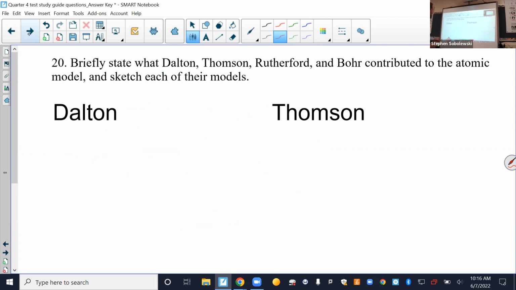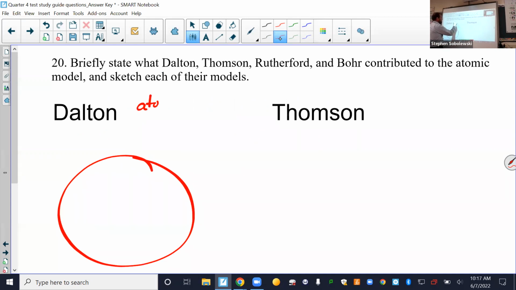All right, question 20, scientists. So we're going to talk about the first 4 scientists in this question. So Dalton contributed the first concept of just the atom as a ball. Here's the Dalton model, just a ball. And we can say he proposed that atoms are indivisible spheres. No protons, no neutrons, no electrons. He didn't know about any of that, but he did propose the idea with some evidence of atoms being just a sphere. So we sometimes call this the billiard ball model or the hard sphere model.